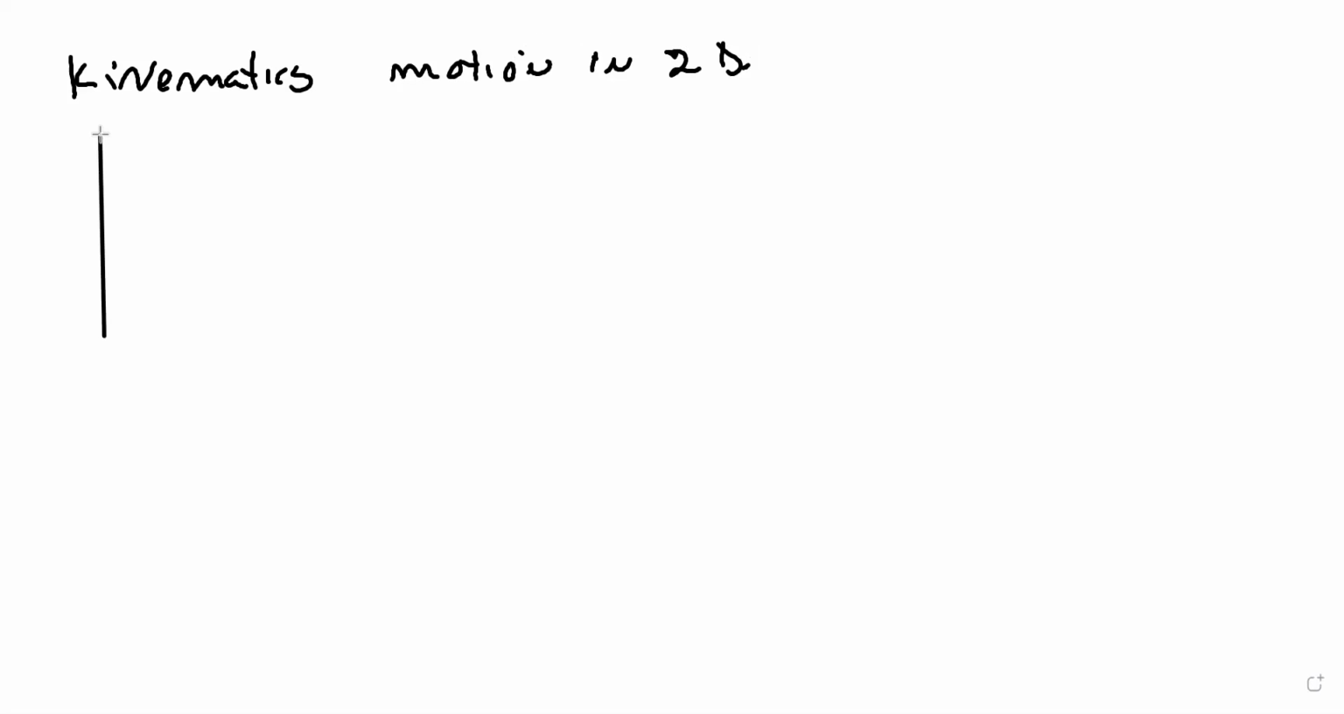We're going to talk about kinematics, and we're going to talk about motion in 2 dimensions, 2D. And we're going to solve a problem. So for motion in 2 dimensions, we have our coordinate system right here.